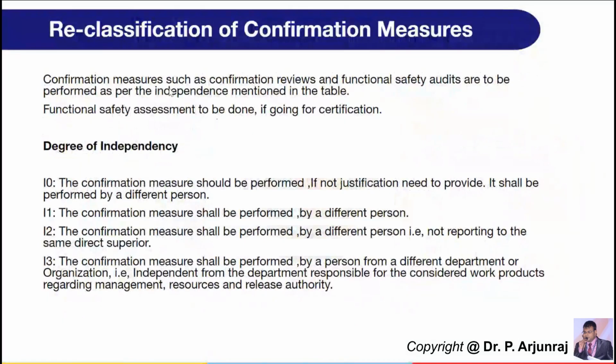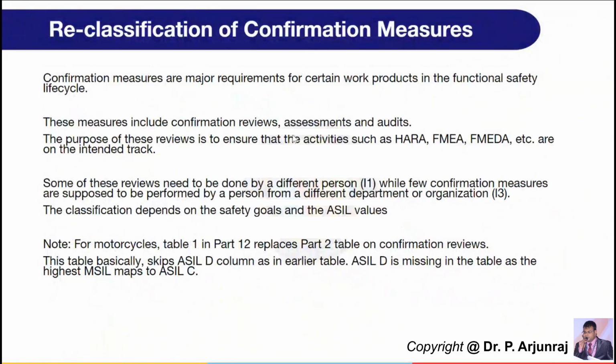So here, the confirmation measures measure the confirmation reviews, assessments and audits. This should be performed in such a way that there is a degree of interdependency. And again, it's very important that when you take confirmation measurements, say for example, you have various parameters or activities to be performed with respect to functional safety, right?